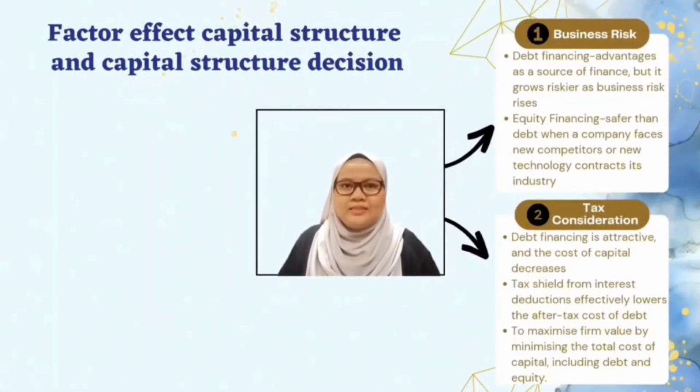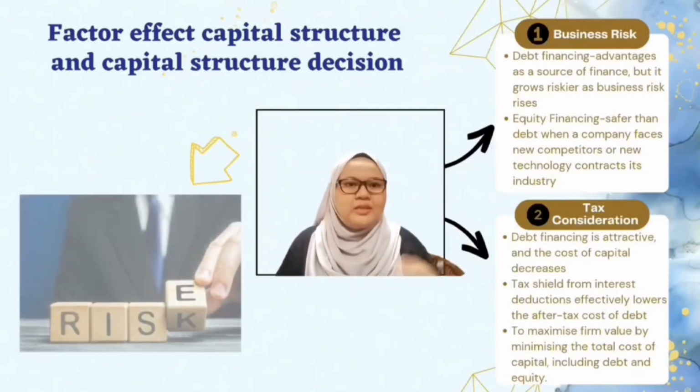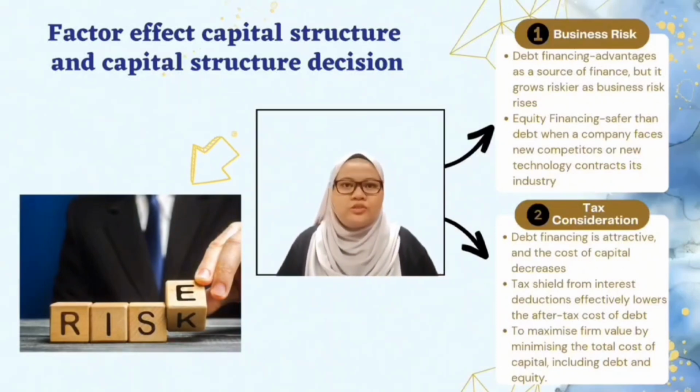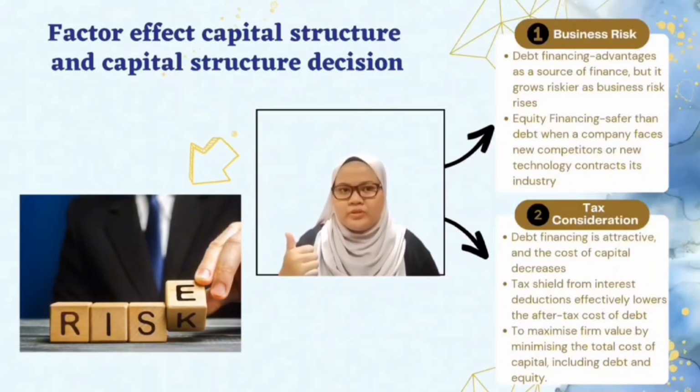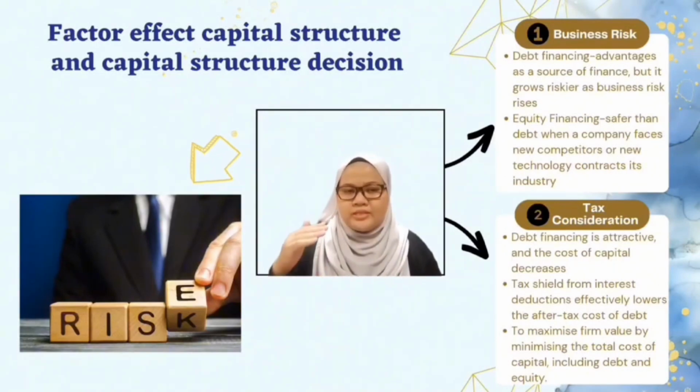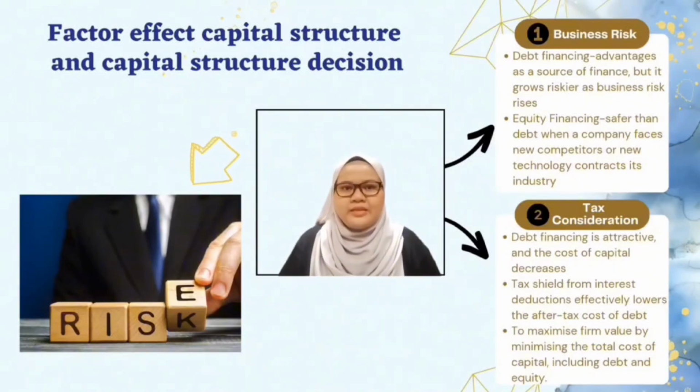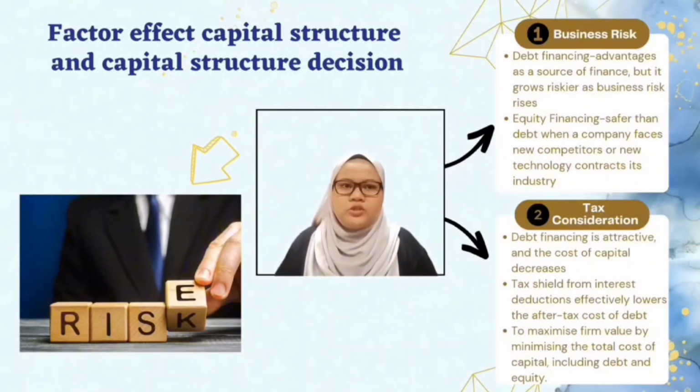Now, I will discuss factors that affect capital structure decisions. Firstly, business risk. Debt financing has advantages as a source of finance, such as lower fundraising costs and a fixed return on investment for lenders. But it grows riskier as business risk rises. Debt gets riskier if a corporation is in a speculative industry or has higher business risk. Companies with high business risk will minimize debt funding to mitigate the risk. Equity financing may be safer than debt when a company faces new competitors or new technology contracts in the industry.